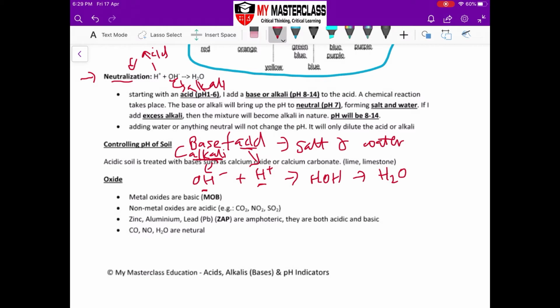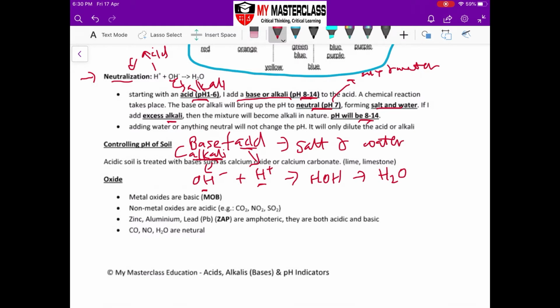Starting with an acid of pH 1 to 6, regardless of whether your acid is a strong acid or weak acid, it doesn't matter. As long as you start with an acid and then I start to add a base or an alkali, in this case the pH must be 8 to 14. I add the alkali to the acid, a chemical reaction will take place. The base will bring up the mixture to 7, neutral. At this point, when it's pH 7, salt and water is formed. And then if I add excess alkali, the mixture will become alkaline in nature. So if I add too much of this NaOH, it will become 8 to 14.